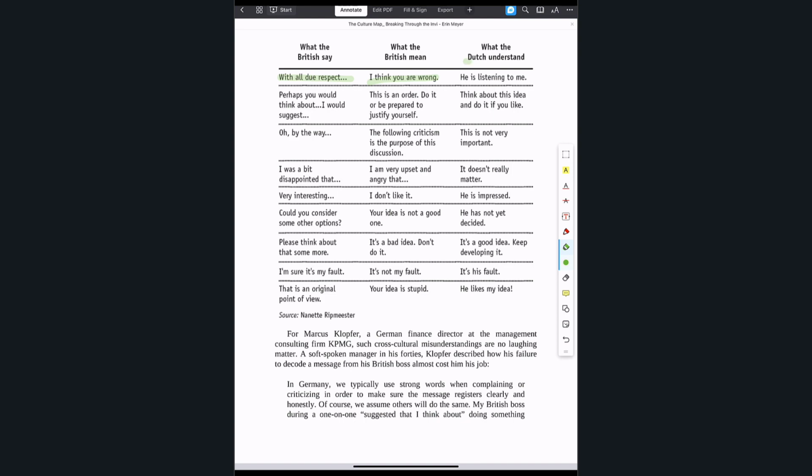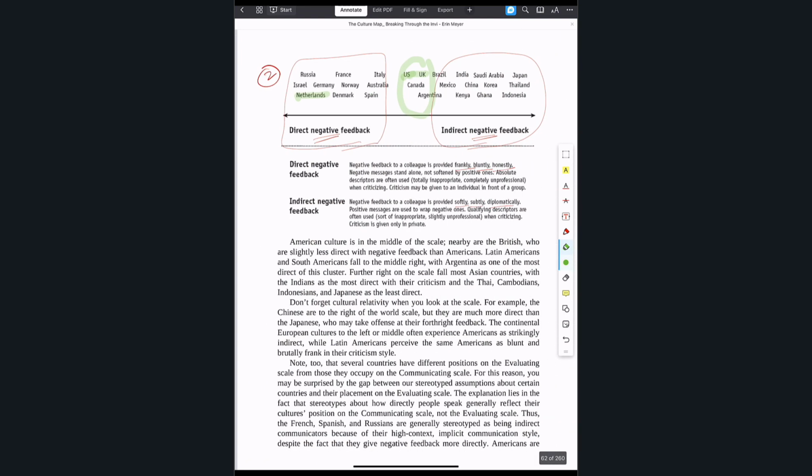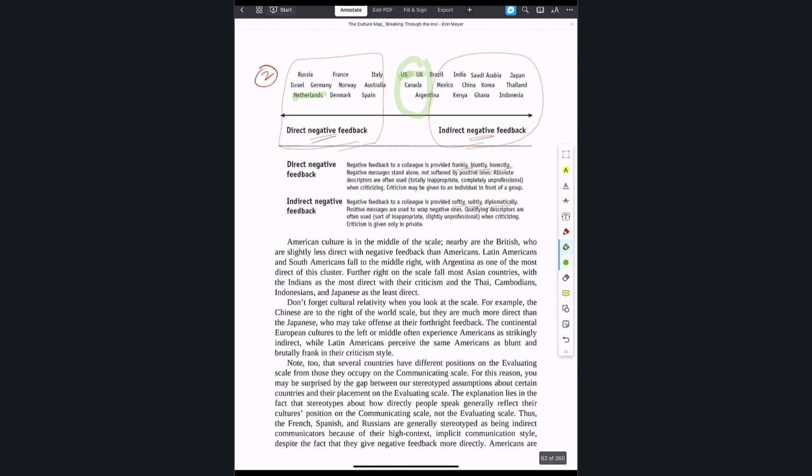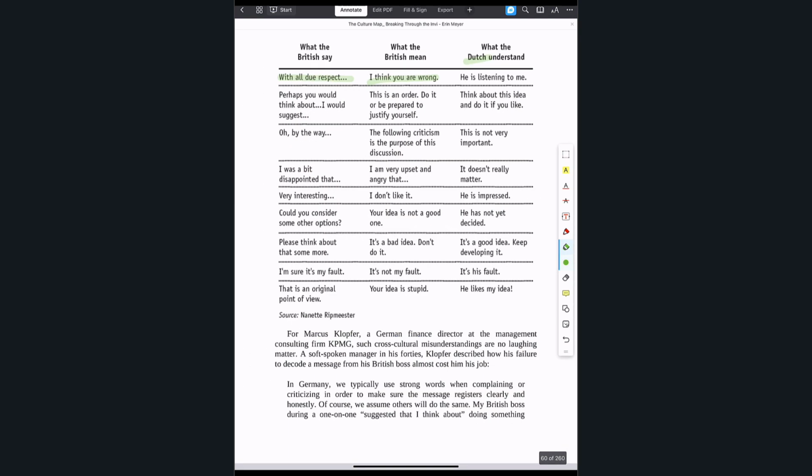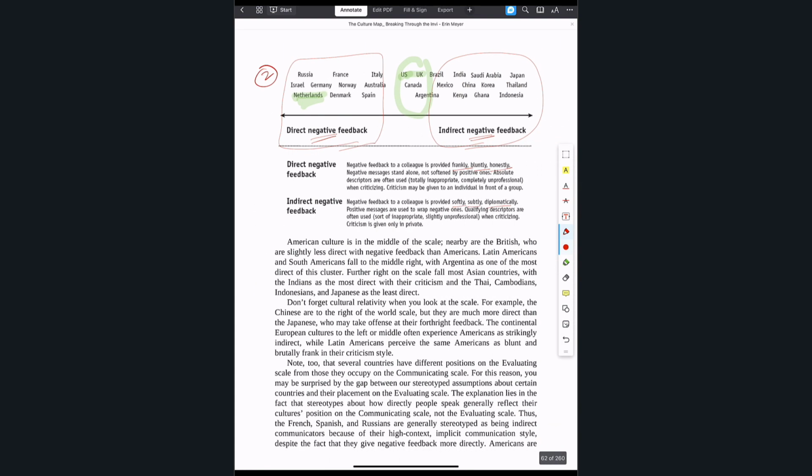Now the Dutch, or the people from Netherlands, who are more direct in their negative feedback here, right? They may not hear, or they would actually expect some positive comment coming, especially when they are hearing the term due respect. They may get the impression that, oh, this person is listening to me. So these are some interesting ways that cultures vary on how comfortable or uncomfortable they are with respect to providing negative feedback.